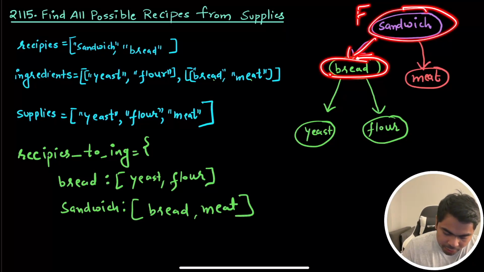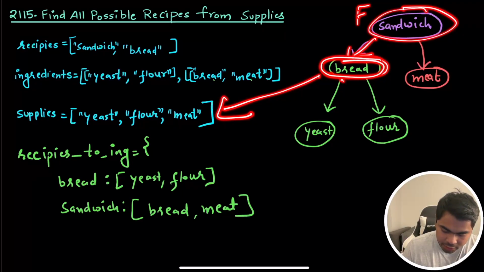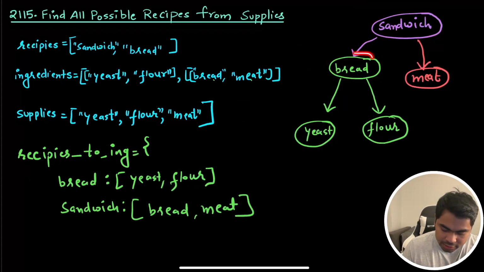But we're going to check, does supply have bread? Well, it does not. That means we are going to run DFS on bread. Then that means we are trying to create bread first, because it's a dependency for my sandwich. So I will try to run DFS on bread. First neighbor, yeast, is it in my supplies? Yes, it is. That means it will return true to bread. Second neighbor, flour, in my supply, return true. Bread returns true to sandwich.